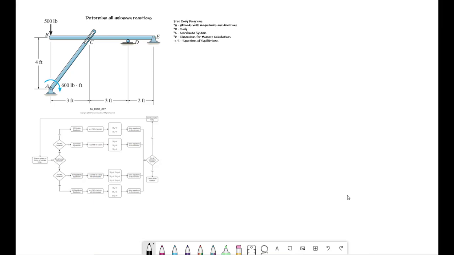All right, good morning. Let's take a look at one of my favorite problems. So this is problem 77 from chapter 6. It is a frame. We know that because there are some multi-force members.